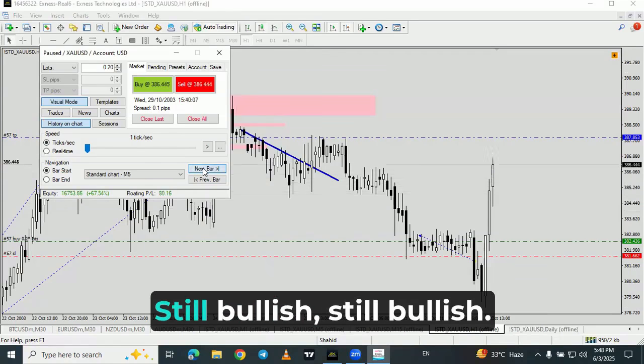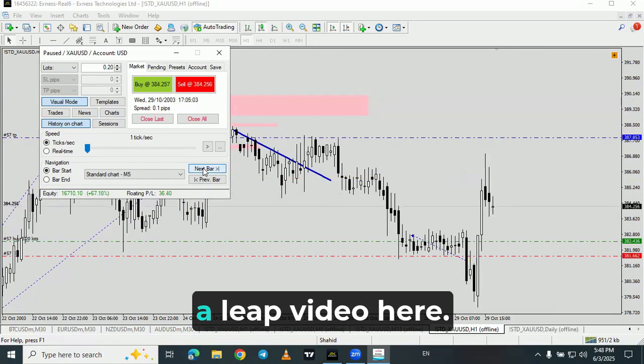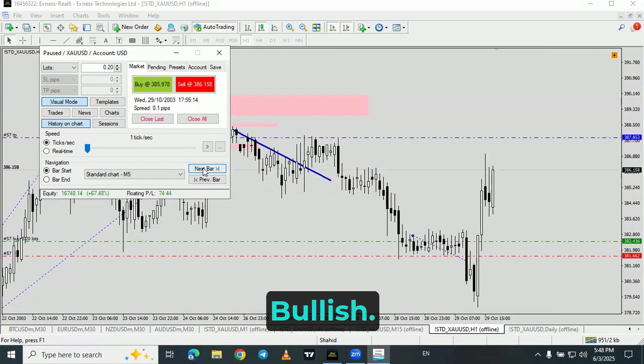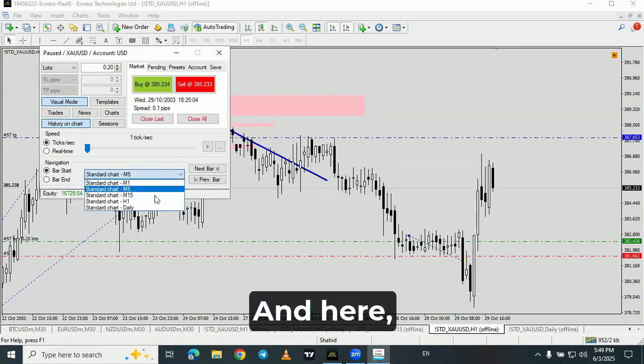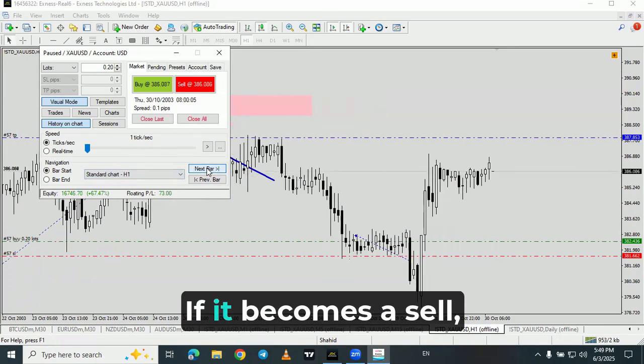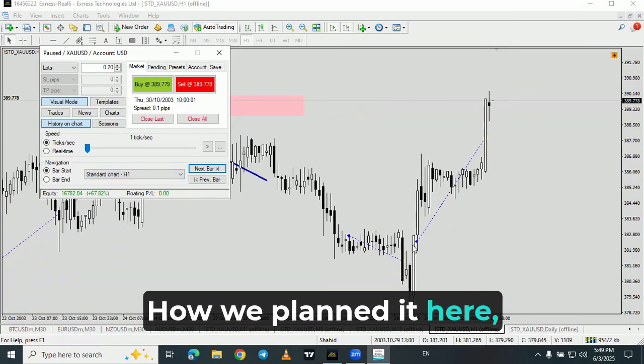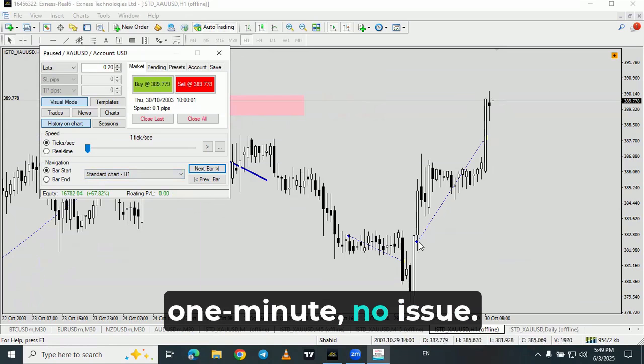See the market. Still bullish, still bullish. The market has started making a leg up here. Bullish. And here we keep it on H1 and run it. There's no issue for us. If it becomes a sell, see our trade according to the 1-minute. How we planned it here, it missed from below the 1-minute, no issue.